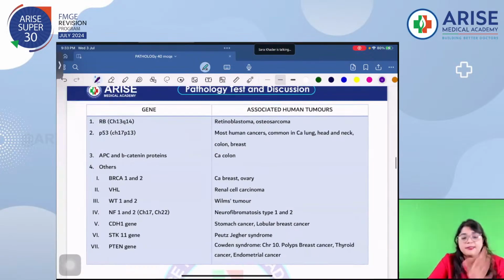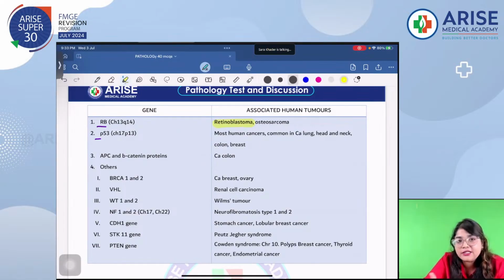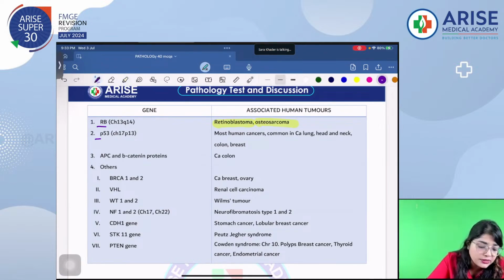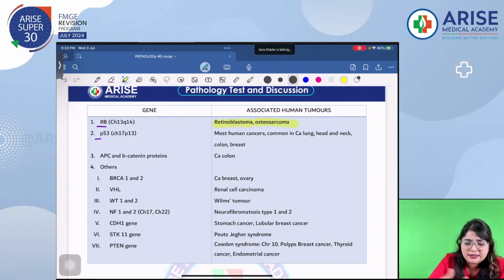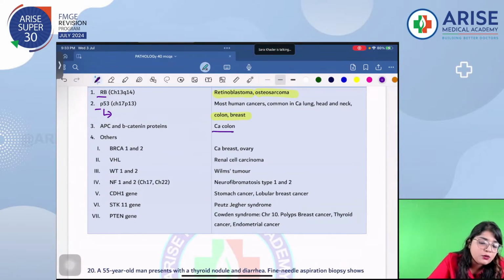What about your tumor suppressor genes? You have your RB, P53. RB, very famous. Retinoblastoma. Last time there was a question given with the image of the child where there is leukocoria seen. It causes retinoblastoma or osteosarcoma, right? Then P53, most human cancers, including your lung, head and neck, colon, breast, okay? Plus a P53 Li-Fraumeni syndrome that is also associated with P53, okay? APC, CA colon, right?